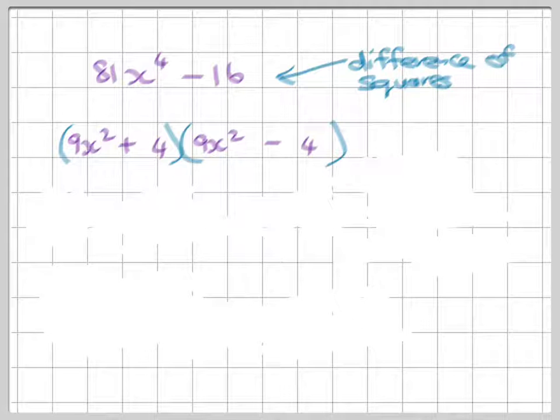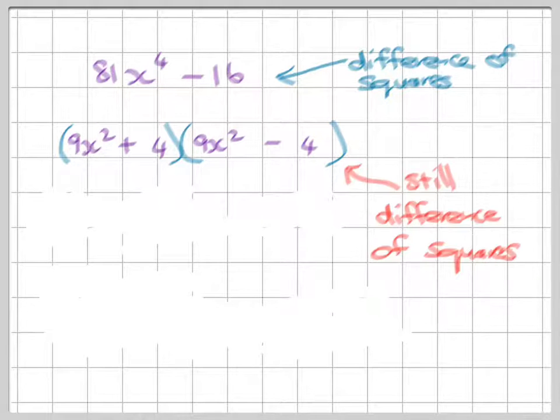But now, you need to look very carefully. This one's got a plus sign. This one's got a minus sign. Look at this very carefully. More difference of squares. Do you see that? So this one will stay exactly as it is, but we need to do this one again because it's another difference of squares. It's still a difference of squares.